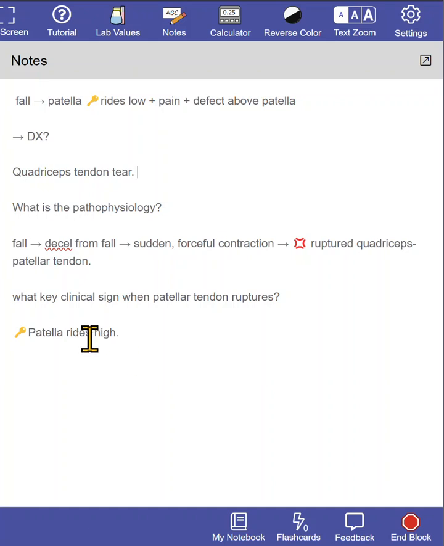So what if your patella rides high? It's likely to be a patellar tendon rupture. Patellar tendon is below the knee, so the knee joint. And so not below the knee joint, below the patella. Knee joint's a little more complicated. So that's the reasoning there.